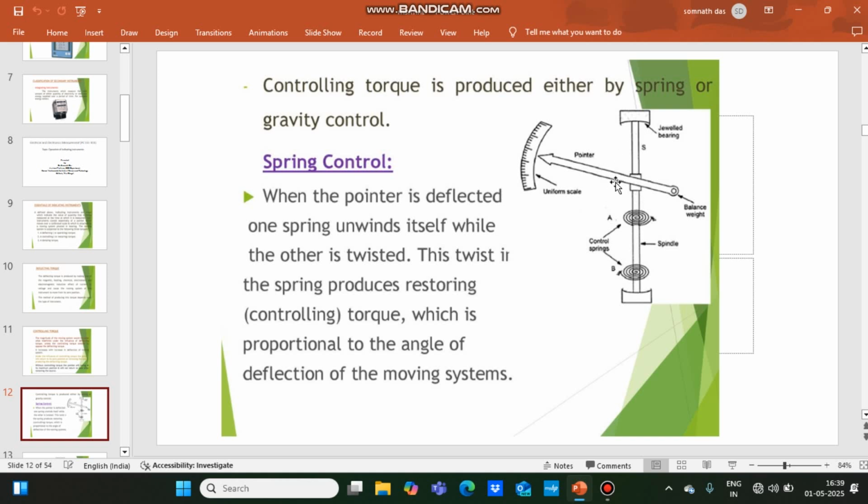Whenever the pointer rotates or the spindle rotates, the spring is actually compressed. So a force is exerted in the opposite direction by these two control springs, and the controlling torque will act in the opposite direction to the movement of the pointer. The controlling torque is proportional to the angle of deflection of the moving system. How much angle the pointer is deflected, the controlling torque is proportional to the deflection angle.